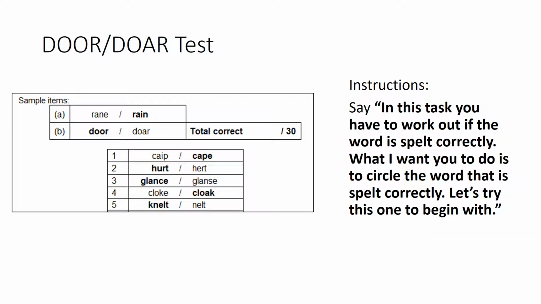So this test here is called the door-door test. Pretty simple. Basically, what the child has to do is just, from pairs of words, circle the word that is spelt correctly. So for example, rain, is it R-A-N-E or is it R-A-I-N? This is an example of an answer sheet, so the correct answer is bolded, but normally when a child sees it, it would just be both words appearing normally, and they'd have to know which one is spelt correctly. So this is looking at recognition of the appearance of the word.